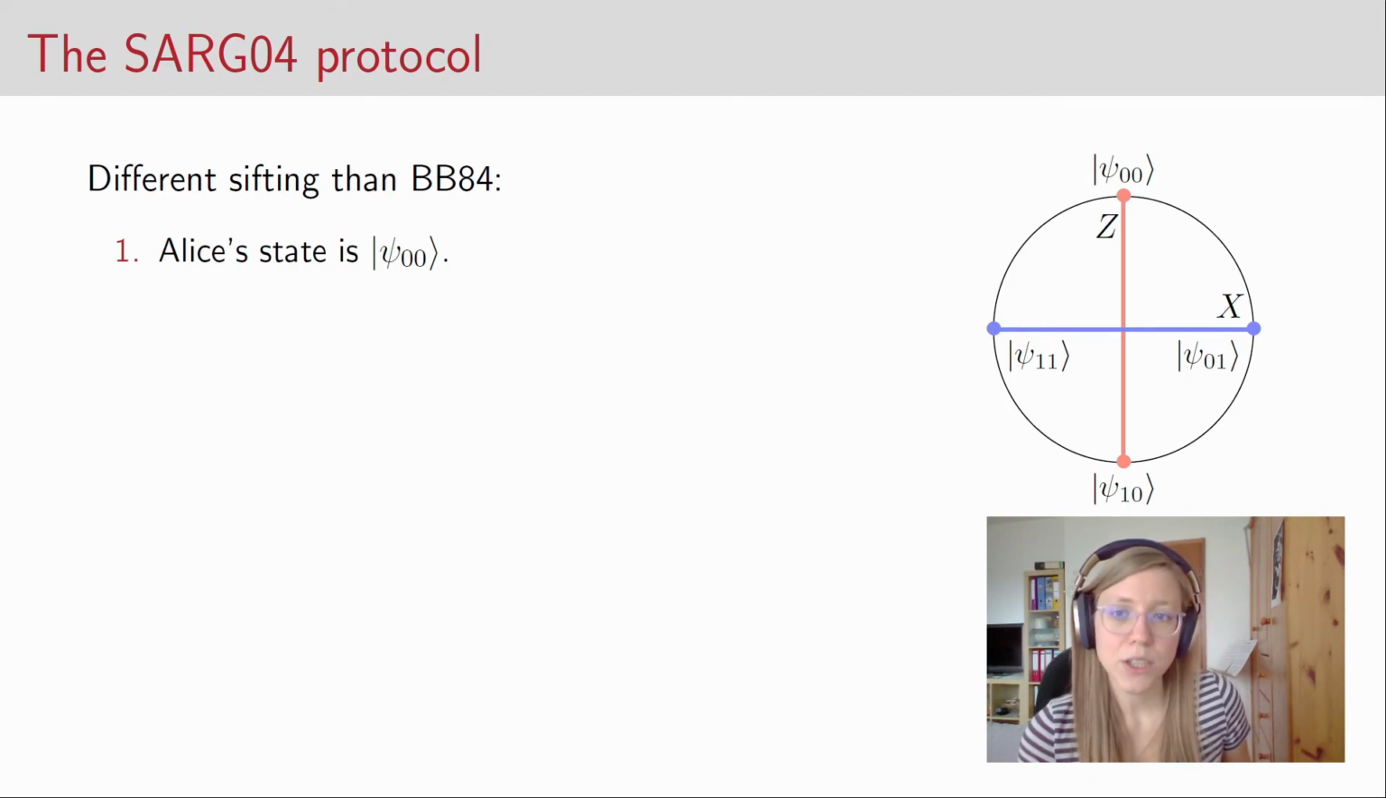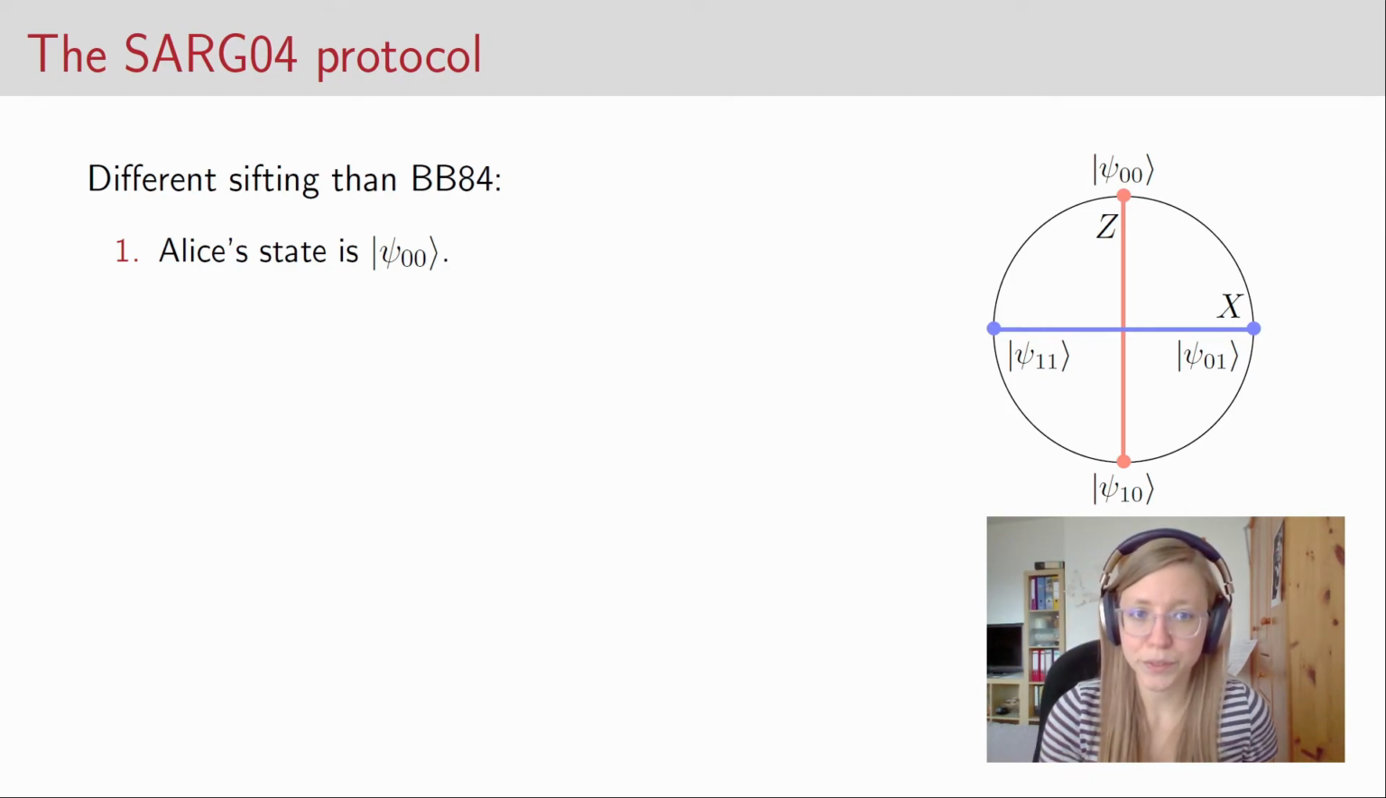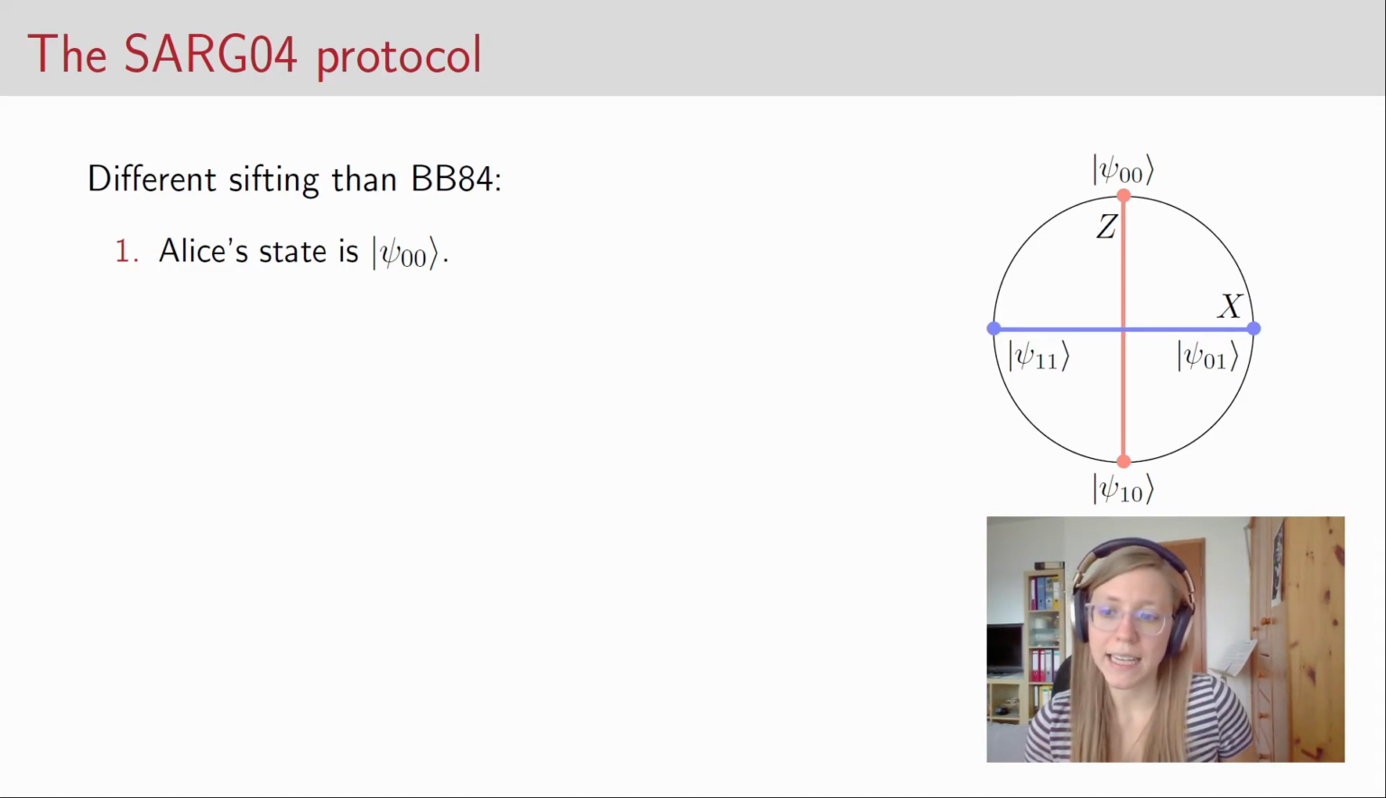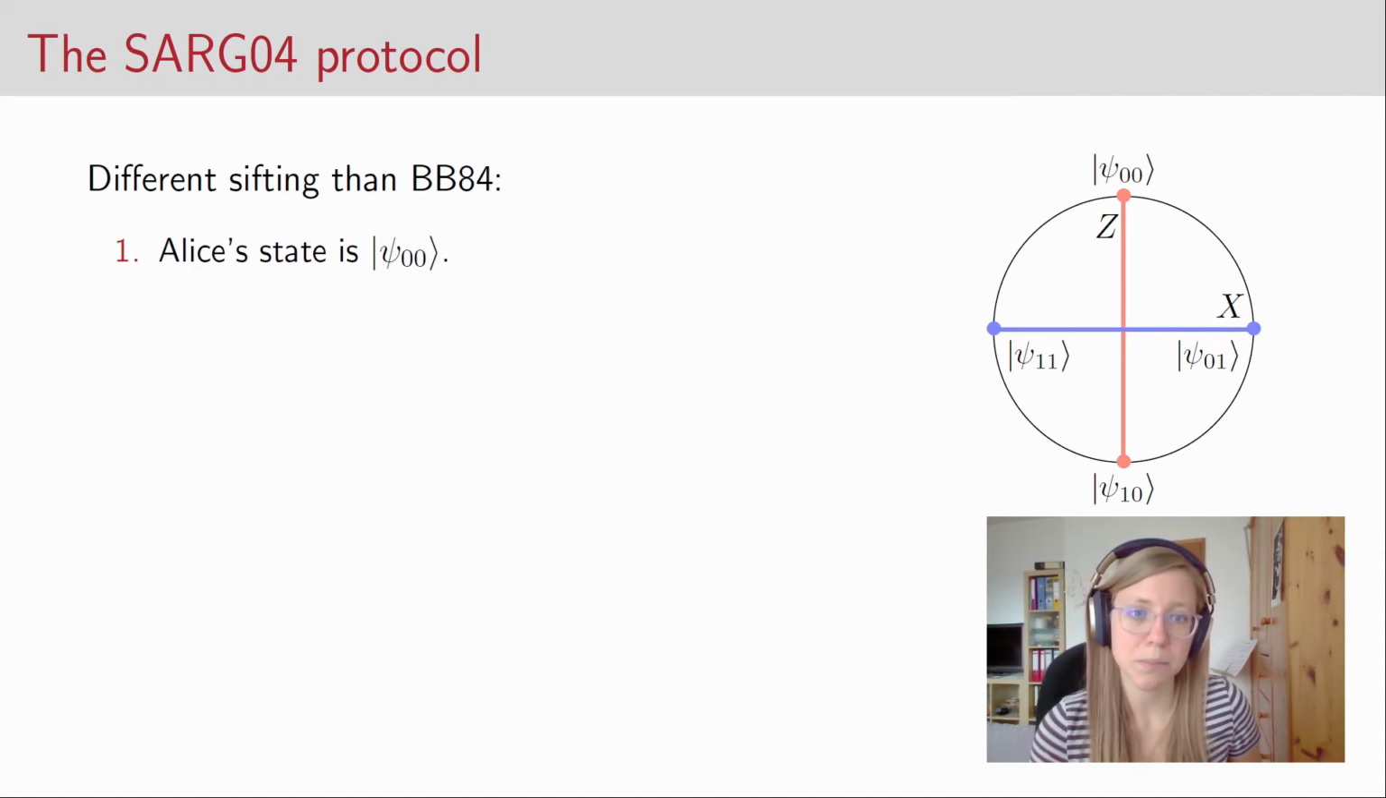In this case, you shouldn't think of the first bit as the key bit and the second bit as the basis bit, because the key bit is not necessarily the first bit here. But we'll see how it works. So this is the state she prepared and sent over to Bob.